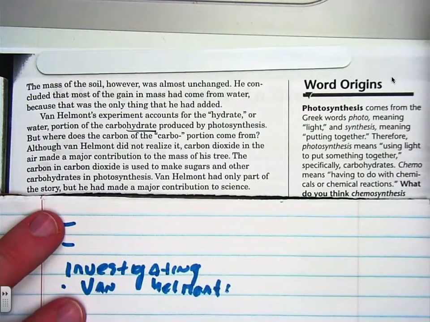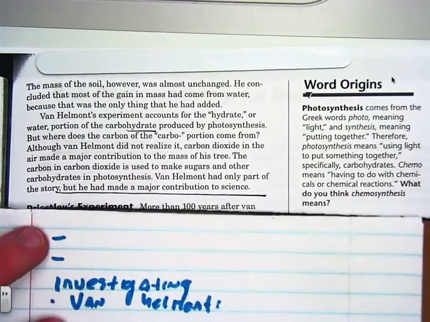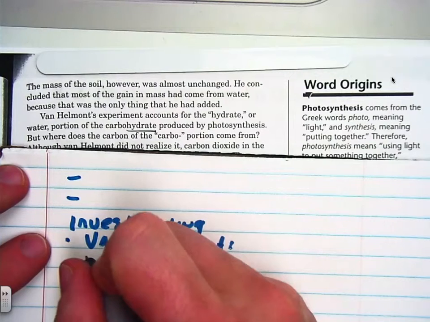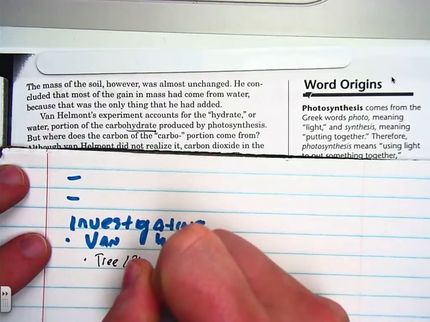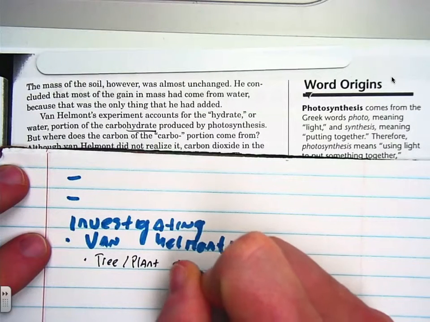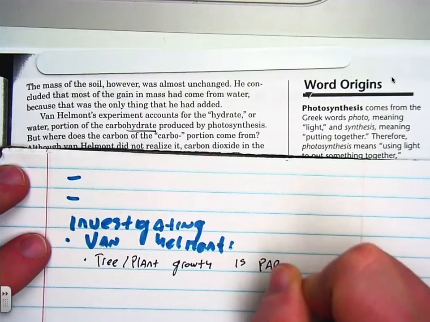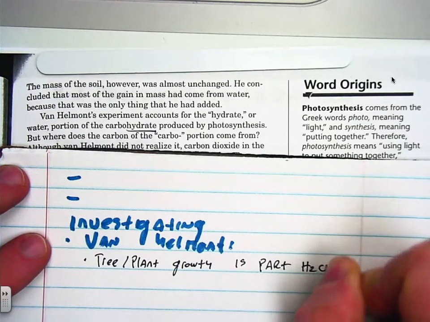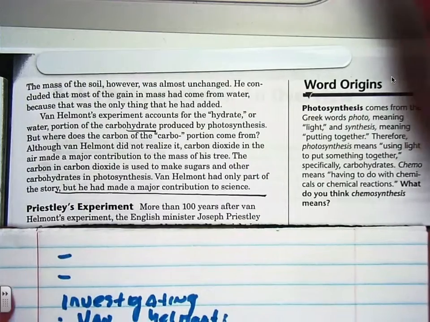What was his contribution? His contribution was that the mass of tree/plant growth is part H2O. He basically found out that, hey, the soil doesn't go away, so it must be the water that I'm putting into the soil.